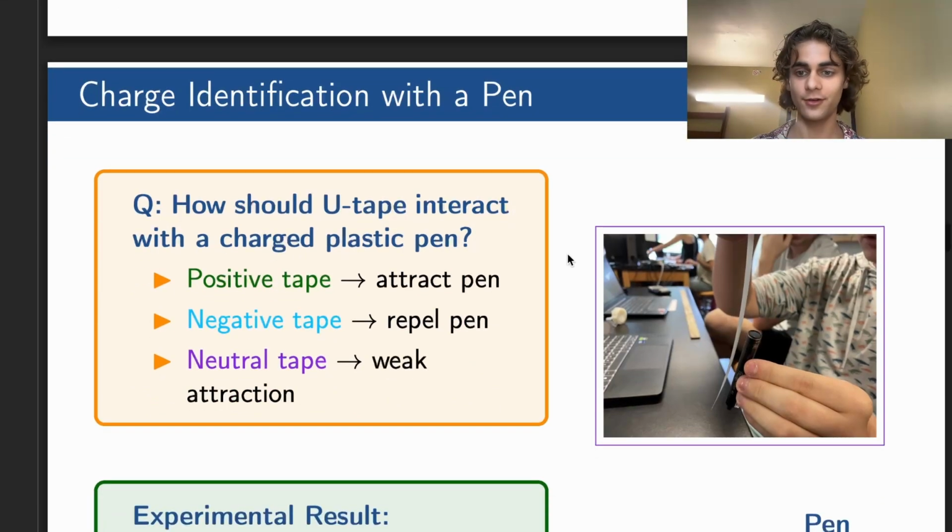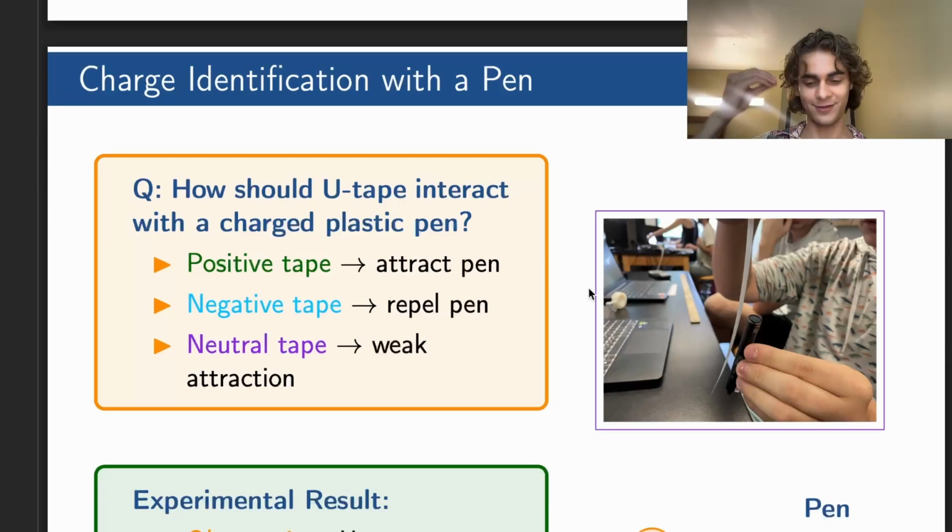Okay, another quick thing we did just to test out with these charged tapes is to create a known charged object, like a pen, and then observe how it interacts with our charged tape. We rubbed a pen against our hair, which we expect would produce a negative charge because electrons are stripped from the hair and end up on the pen.